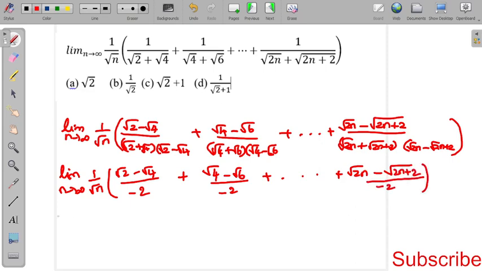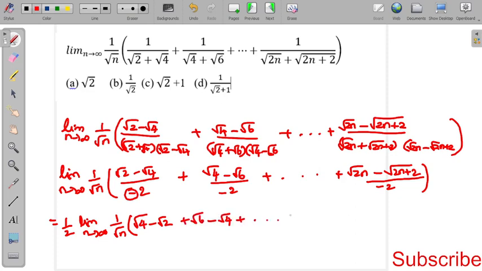So from all the terms you can see 2 is common in the denominator. So you can take 1 by 2 outside, so that limit n tends to infinity 1 divided by root n, and one more minus is here that you can multiply in the numerator, so that this will be root 4 minus root 2 plus root 6 minus root 4 plus etc., plus root 2n plus 2 minus root 2n.